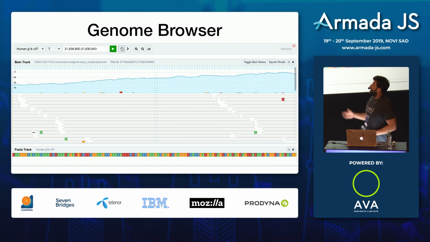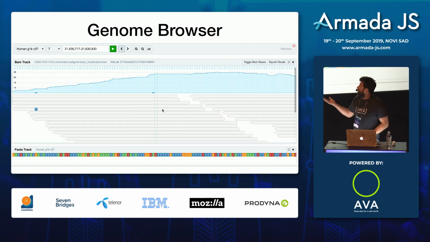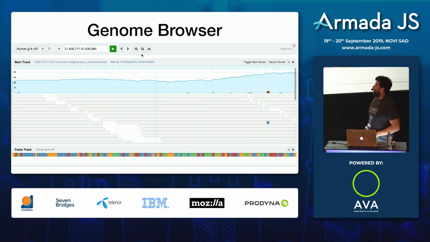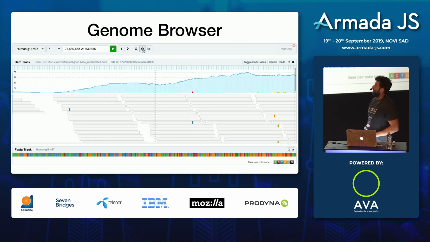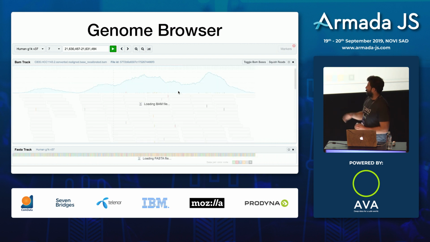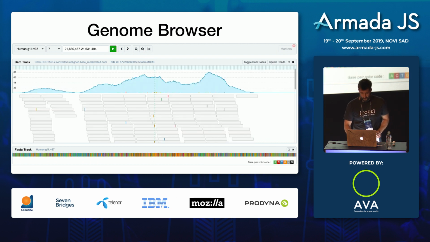You can browse through the genome literally with the drag and drop or using the arrows. You can go to exact position. You can choose the chromosome, or you could play around with your genome.